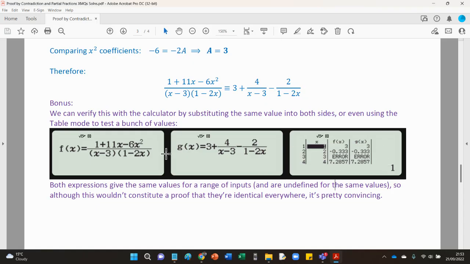F of x and g of x, the left and right hand sides of my so-called identity, are identical for all the values for which they're defined. So although it's not a proof, it's certainly pretty convincing. And if, like me, you make a mistake the first time through, then this is how you'll find out that you have, and you can go back and fix it.